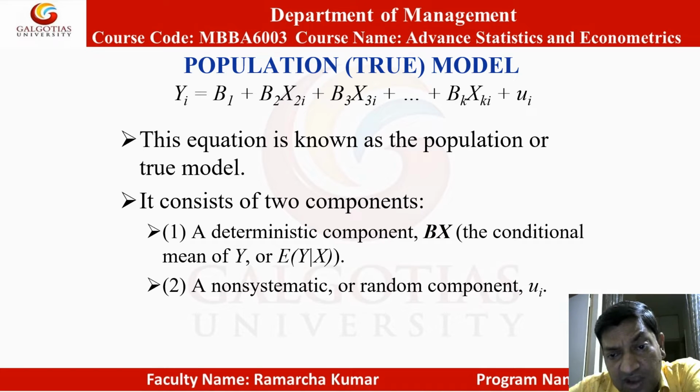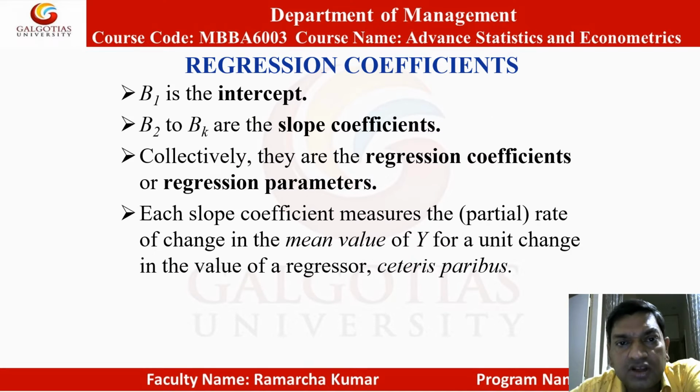So we need to maximize this deterministic component and minimize the random component by selecting a value of the parameters beta. Regarding regression coefficients, b1 is the intercept, b2 to bk are the slope coefficients. Collectively, they are the regression coefficients or regression parameters.